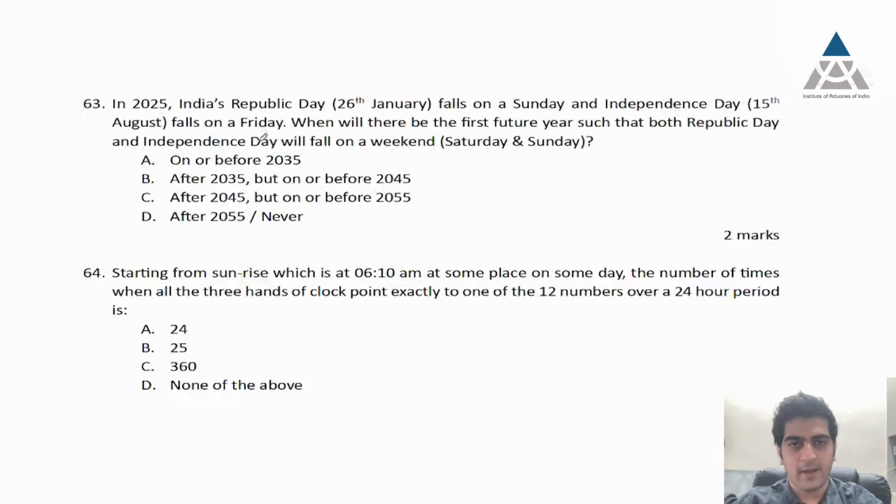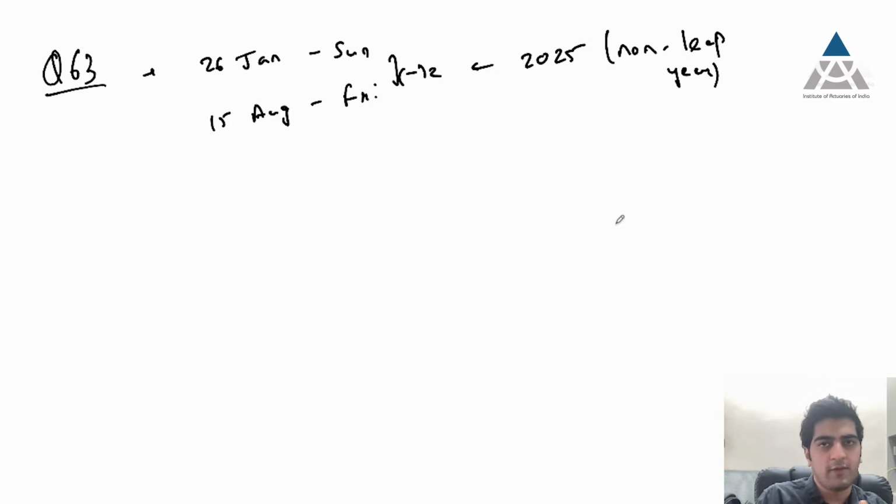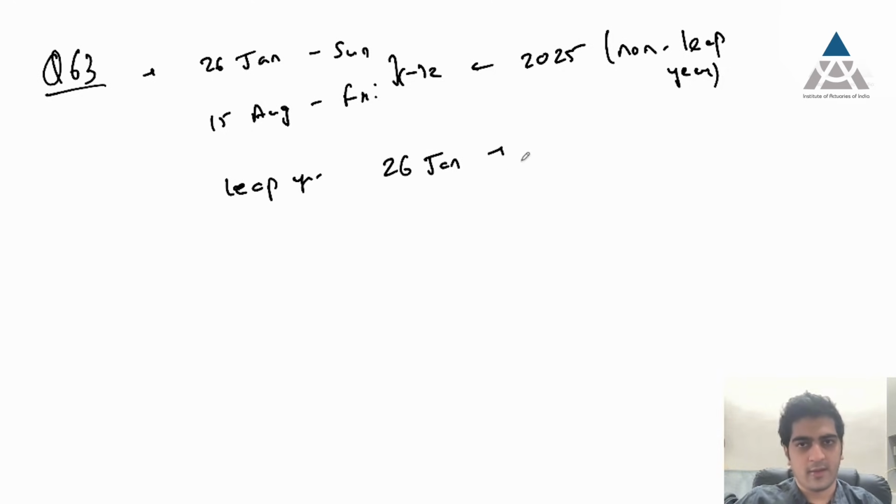This is applicable in 2025, which is a non-leap year. So in a non-leap year, you will always have a gap of -2 days between 26 Jan and 15th August, which means in a leap year, 26 Jan, whatever day it is on, let's say one of the 7 days of the week, say day X, 15th August in a leap year will definitely be on a day that will be X-1.